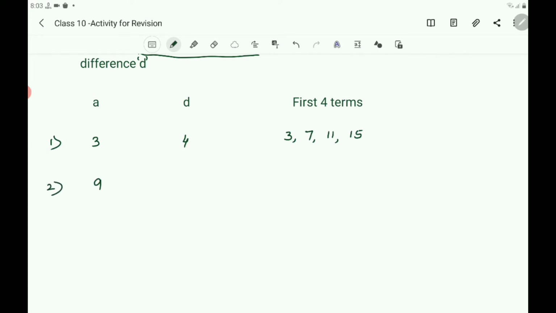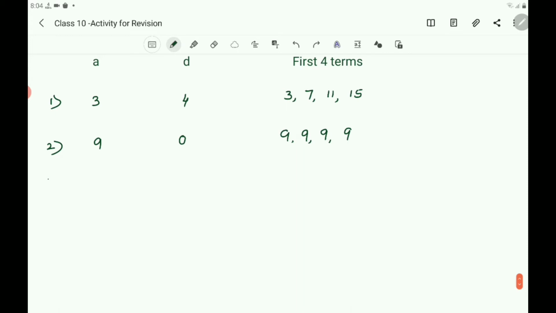Second one let us take. First term 9 and common difference D 0. Here A is 9 and D is 0. And as D is 0, all the terms are the same. So the first term is 9. Second term is 9 plus 0, again 9. Third term is again 9 plus 0, that is also 9. Fourth term is 9 plus 0, it is also 9. So as 0 is the common difference, all the terms are the same. So the first four terms are 9, 9, 9, 9.